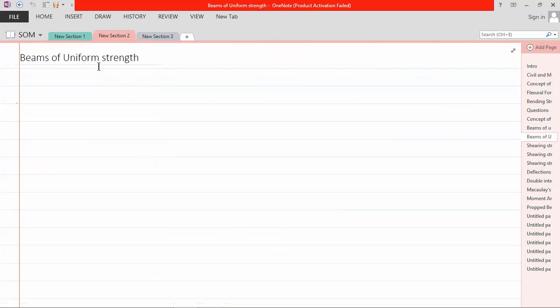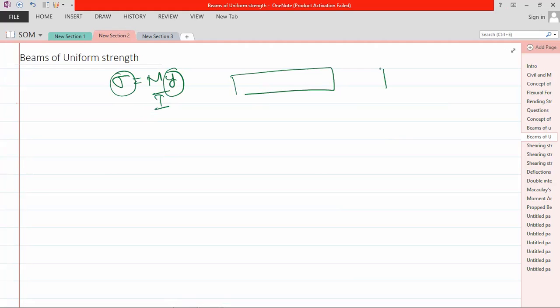Now, I will go with beams of uniform strength. What is the meaning of uniform strength? As you have seen, sigma is equal to M y by I. As y increases, sigma increases. Suppose this is your beam and this is your rectangular section. At the top there is a maximum bending stress. At the center it is 0 because y is equal to 0 at the neutral plane, and at the bottom it is compressive.